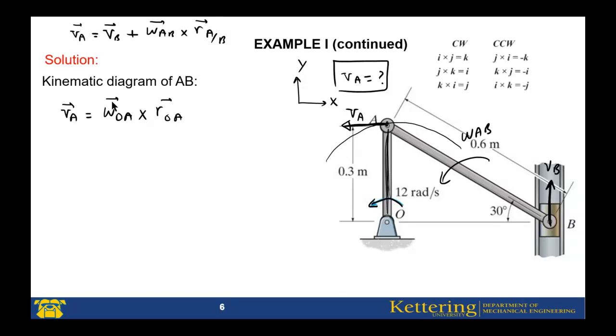Now, I will explain in detail, but I will also show you some students' tricks, or how they can solve it another way. For this one, what is the omega OA in vector form? 12K, correct.